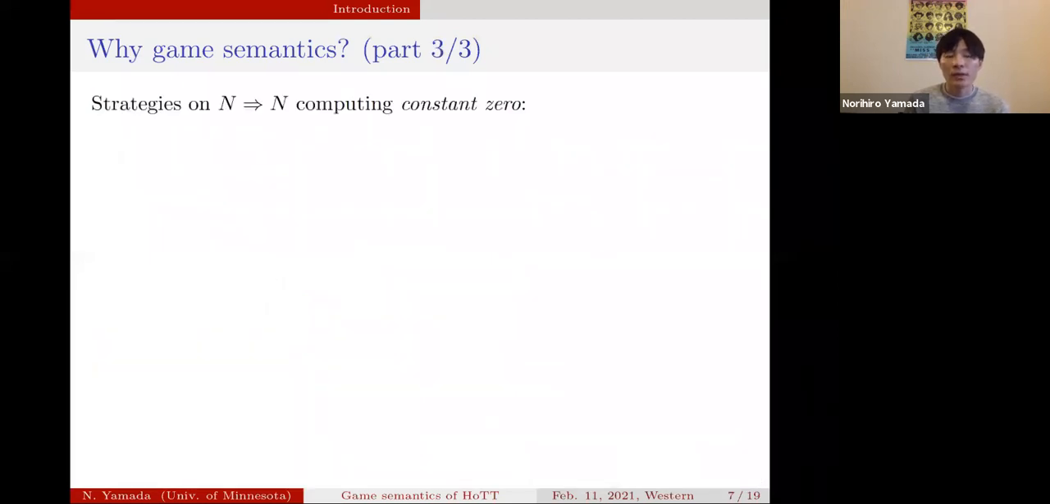So I want to describe intentionality of games by some simple example. There are actually two strategies on the function game, both representing the constant zero function. The first one is of this form. So for the initial question, the player asks back what's the input, and the opponent gives some input n. But whatever n is, the player simply always outputs 0. So this is one way of representing a constant function.